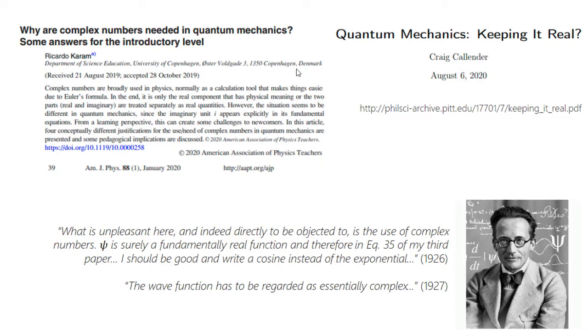So there's actually a couple of papers just this year. First one in the American Journal of Physics, which is a great journal when it comes to education. And lots of lecturers read it to get insights in terms of different teaching styles, different learning styles, etc. And as you can see, it's got the title of Why Are Complex Numbers Needed in Quantum Mechanics? Some Answers for the Introductory Level.